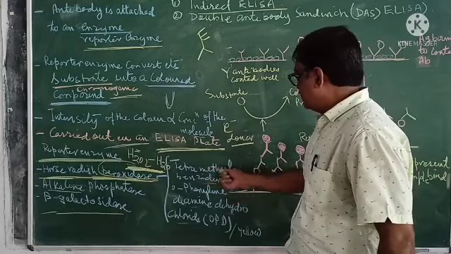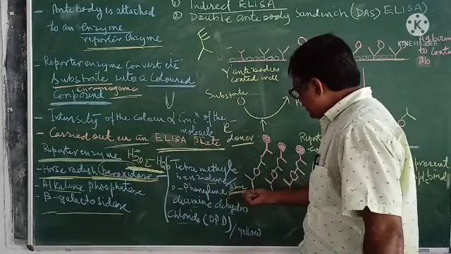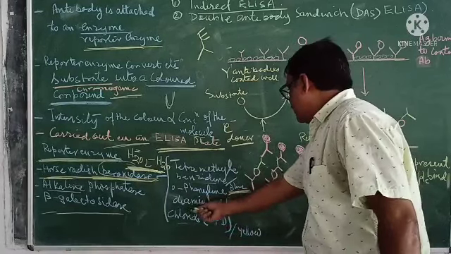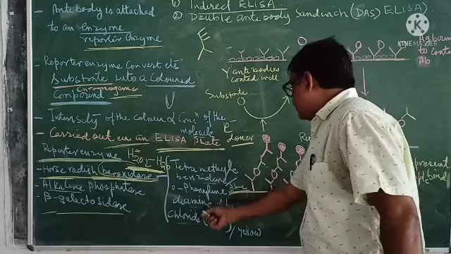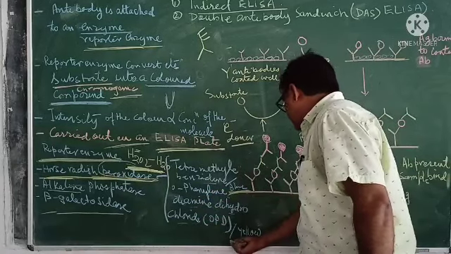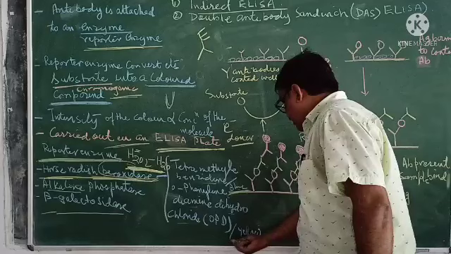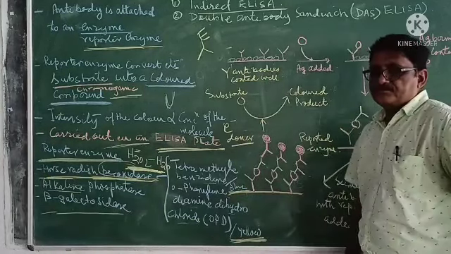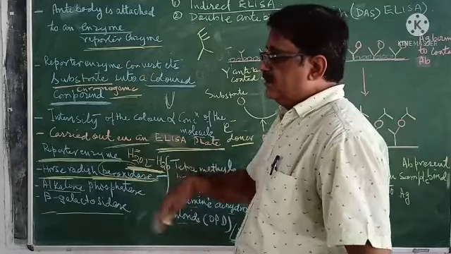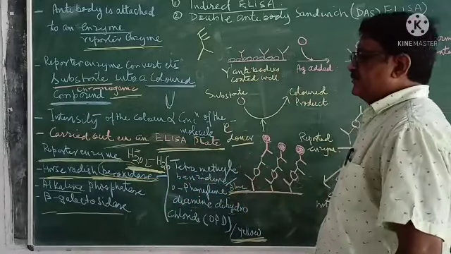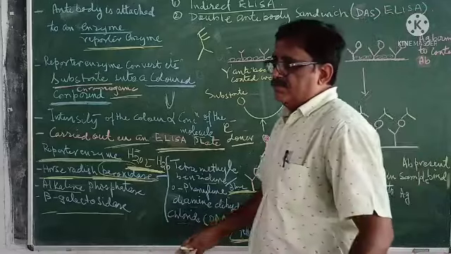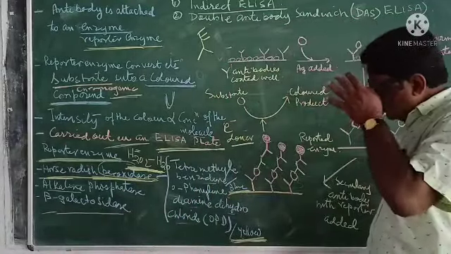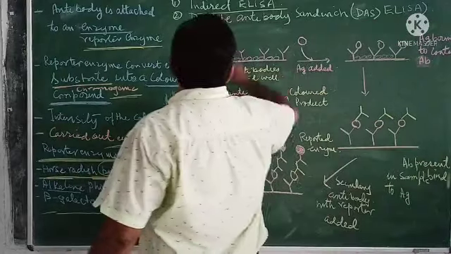In the case of tetramethylbenzidine, a blue colored product is developed, whereas in the case of orthophenylenediamine dihydrochloride, OPD, a yellow color develops. This development of color gives the idea about the molecules present in the sample, either any antigen or any antibodies. Okay, so there are two types of ELISA.